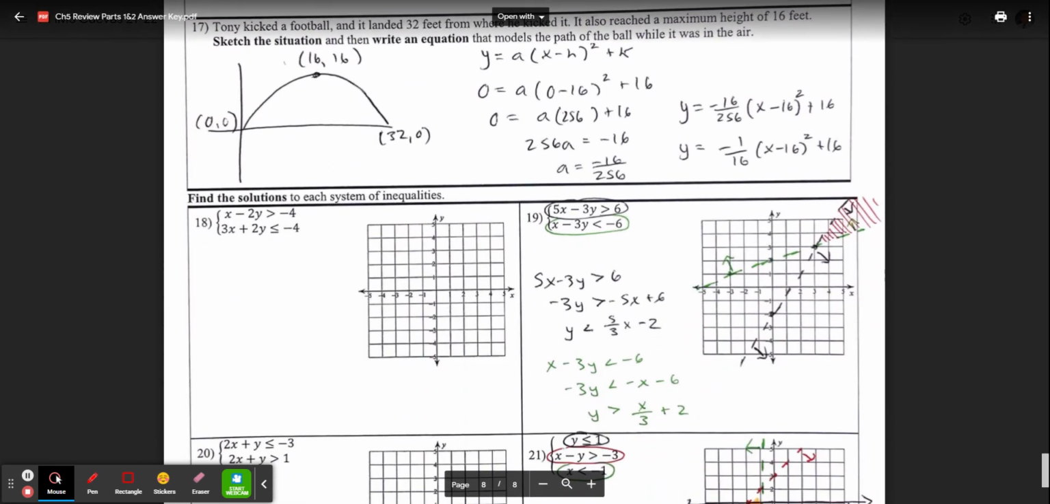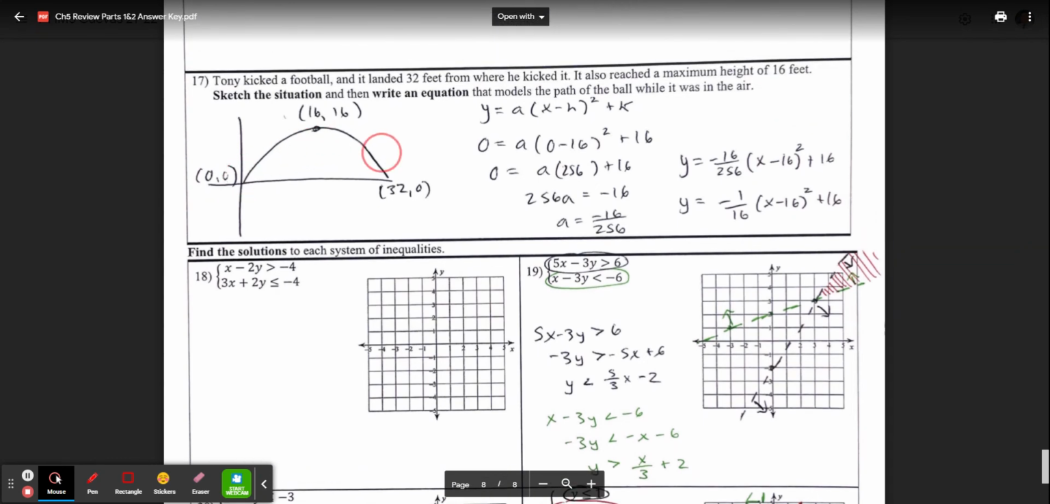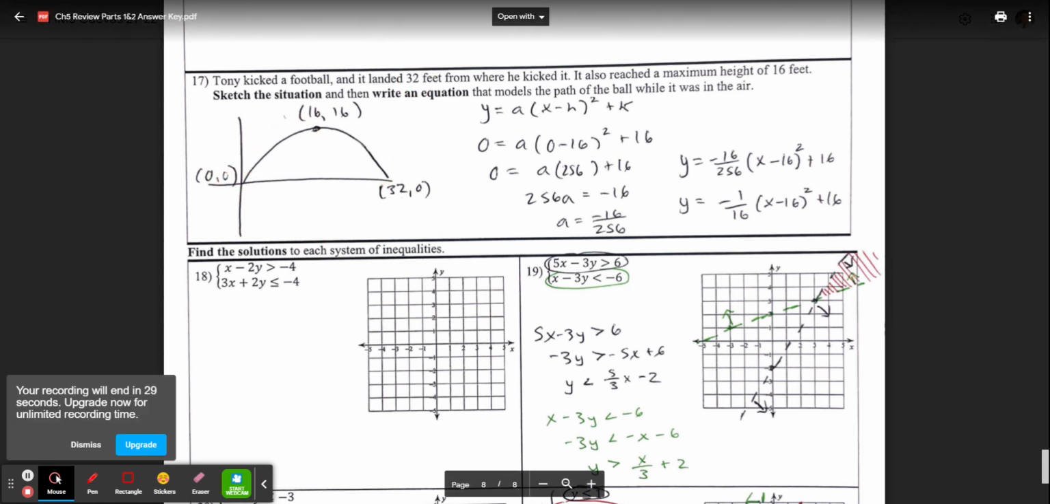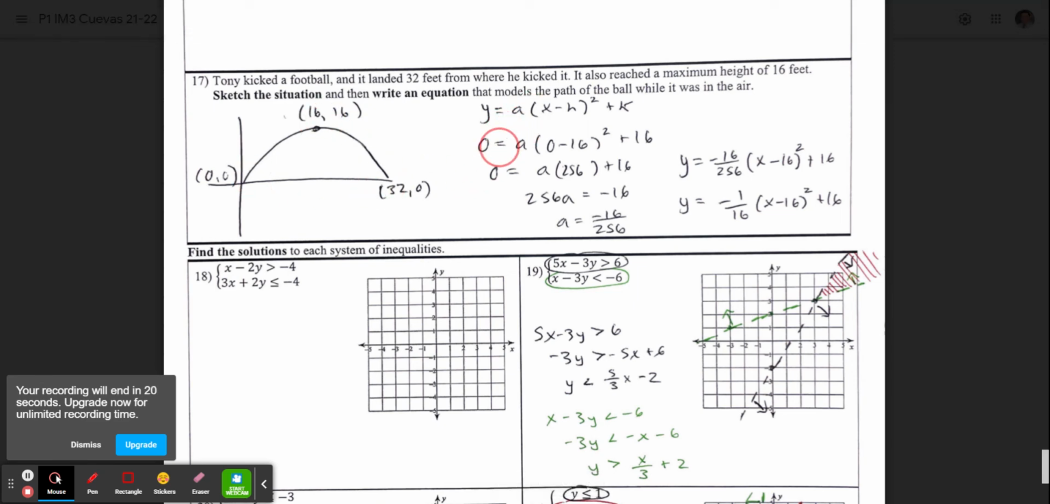When you have a real world situation where you have to draw a parabola, in this case, footballs are kicked, they go up and down. I like to start at (0, 0) and end at (32, 0) because they're 32 feet away. And then you find the height is 16. They tell you that the height is 16. Label your points, and then plug in what you know to find out what a is, and simplify the a, put it in front.